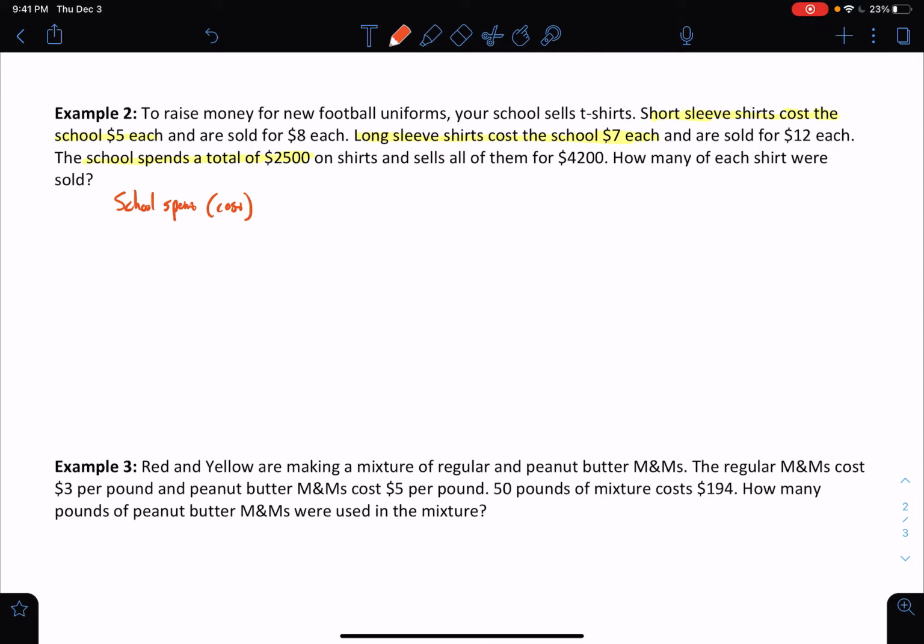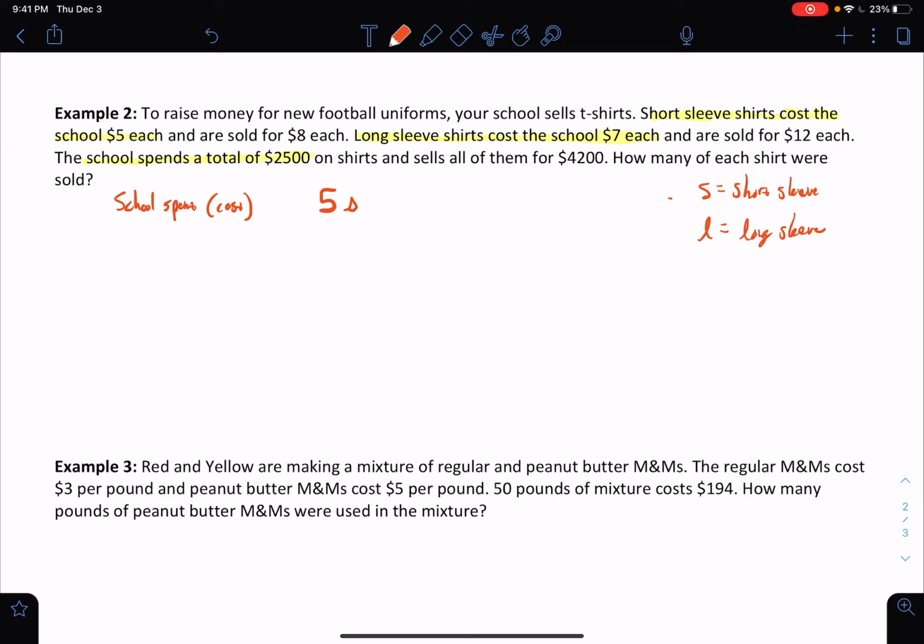So we're going to call short sleeve shirts S, and then we're going to call the long sleeve shirts L. So what is an equation that I can set up to represent how much the school spent just to get these shirts? Well, each short sleeve shirt was $5 each. So 5 times the amount of short sleeve shirts. I'm going to use a cursive S just so it doesn't look like a 5.